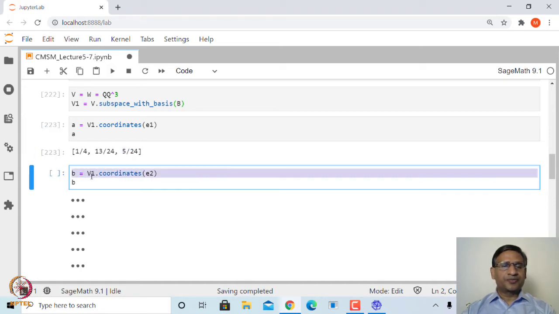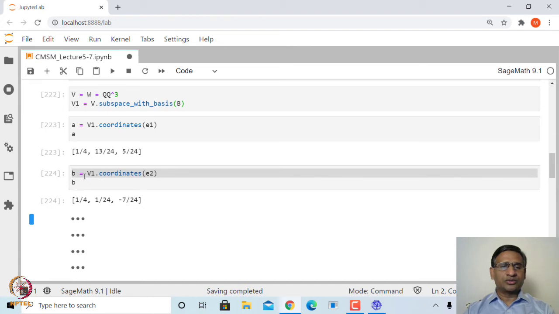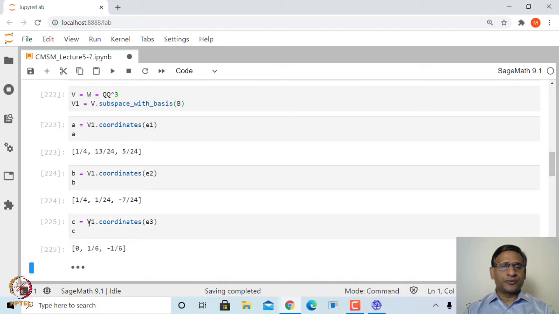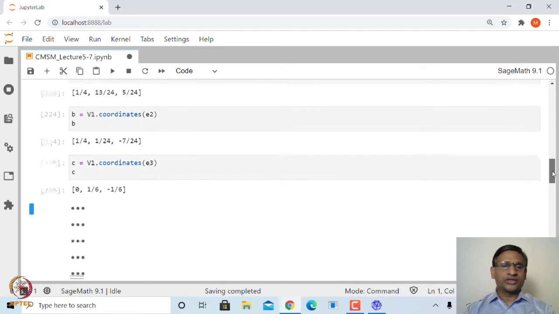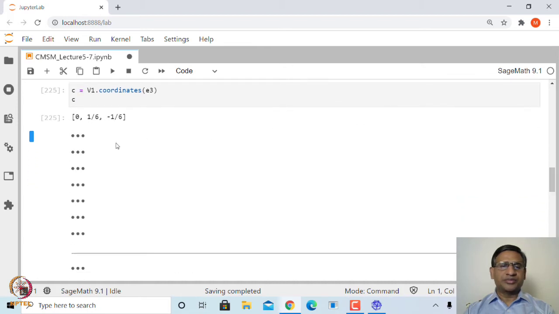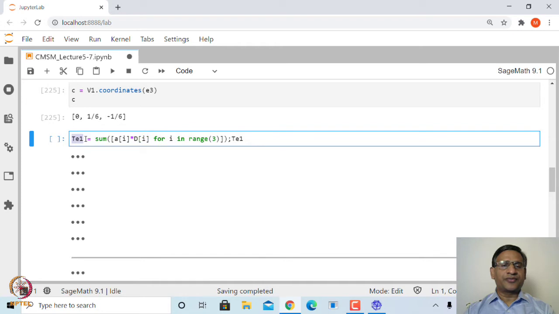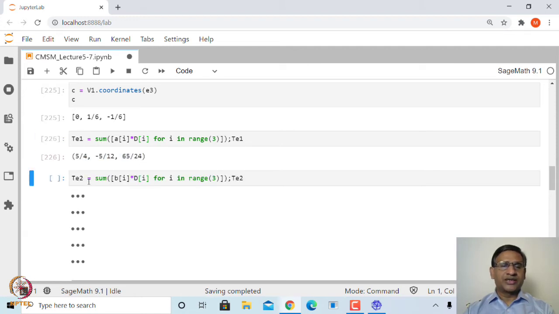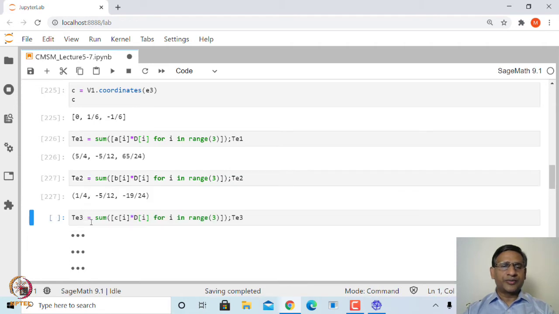Similarly, let us find the coordinates of E2 with respect to B. Similarly, let us find coordinates of E3 with respect to B. So once we have found the coordinates of E1, E2, E3 with respect to the basis V1, V2, V3, let us define T of E1. What will be T of E1? The first component of the coordinate of E1 with respect to B times W1, which is the first component of D, and so on. So add all this and you get T of E1. Similarly, let us find T of E2 and T of E3.